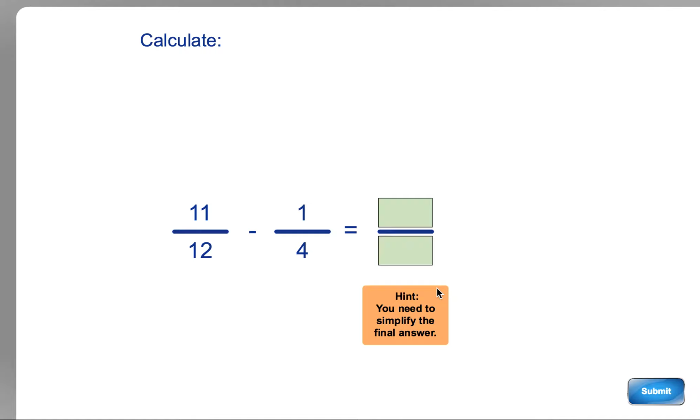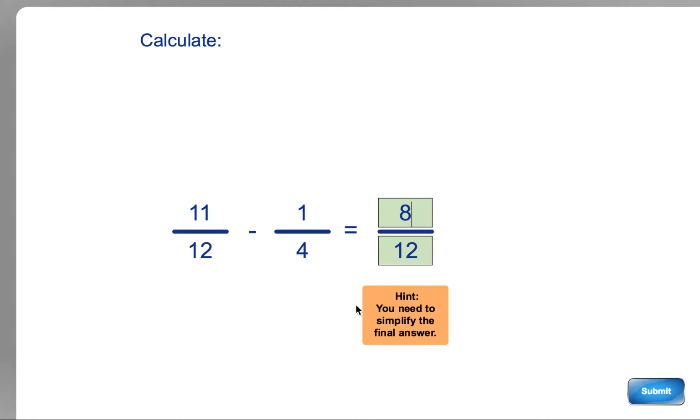If you haven't done simplifying, you should look at the simplifying fractions activity first. First thing we need to do is what we've done before, turn this fraction into twelfths, so we can do 11/12 take away some twelfths. To turn these into twelfths, I need to times my 4 by 3. 4 3s are 12, so I need to times the top number by 3 as well. 3 1s are 3. So 1/4 is the same as 3/12. 11/12 take away 3/12 is 8/12. So far that is correct.